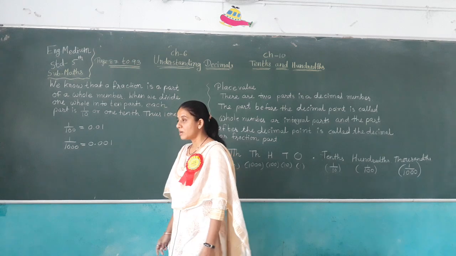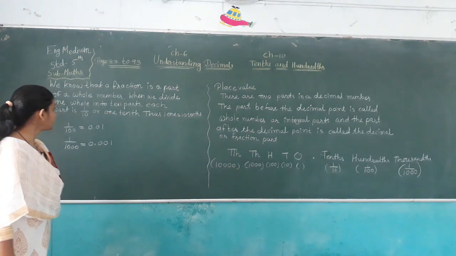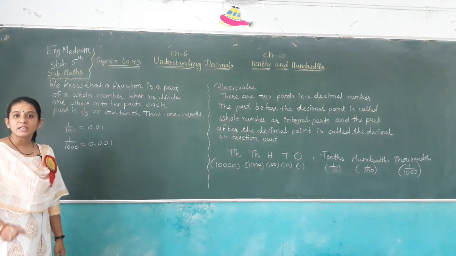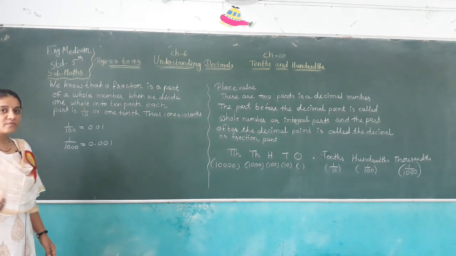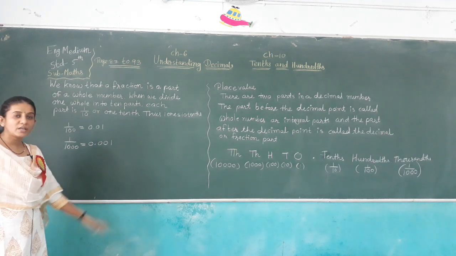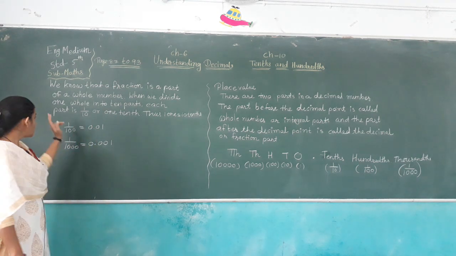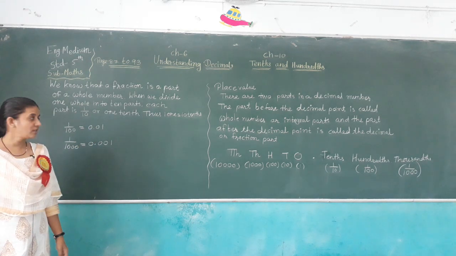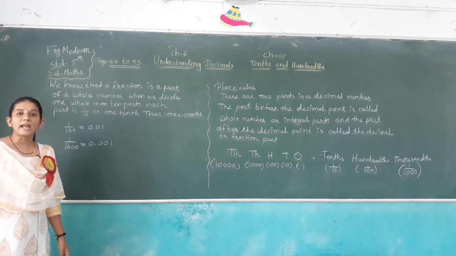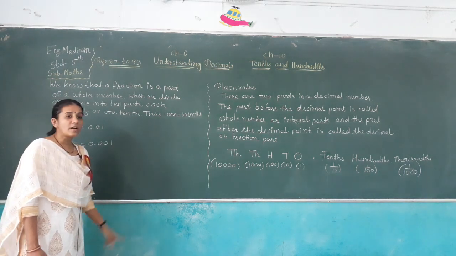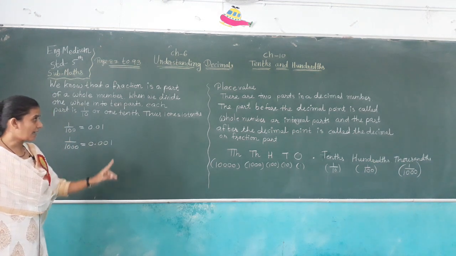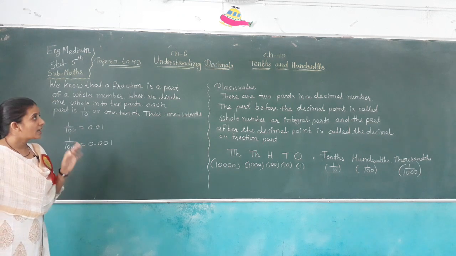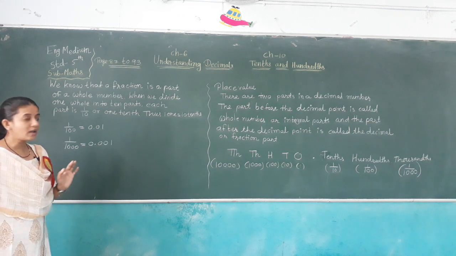Now look here. We know that a fraction is a part of a whole number. When we divide one whole into 10 parts, each part is 1 out of 10, or 1/10. Thus 1 is equal to 10/10. Again, one time: fractions represented in a smaller way are called decimals.